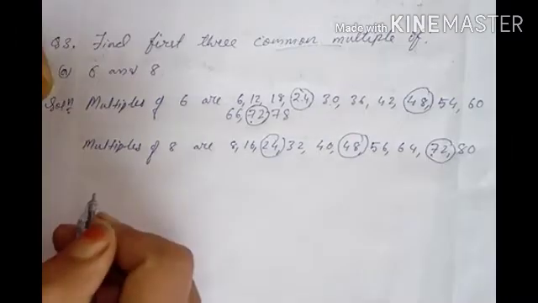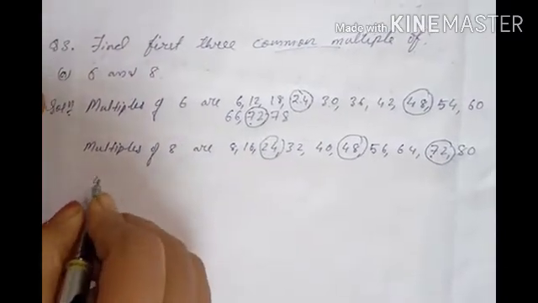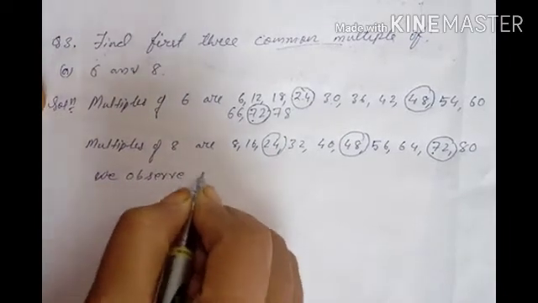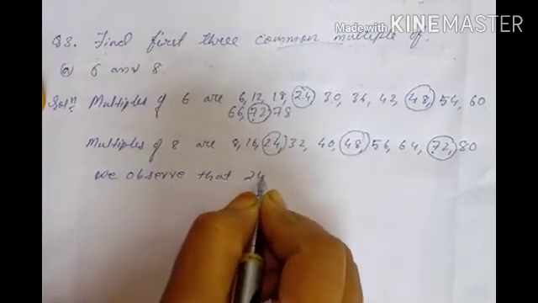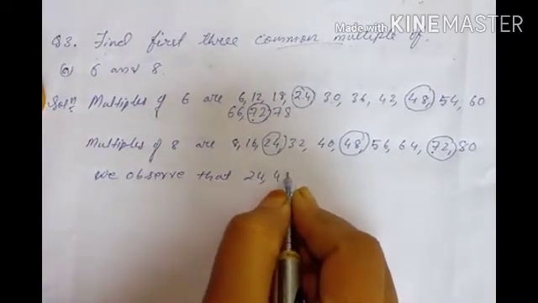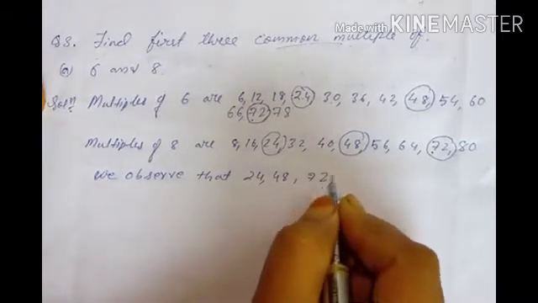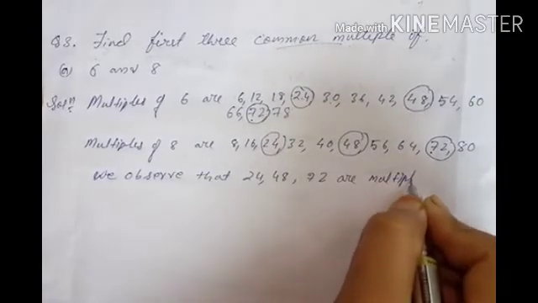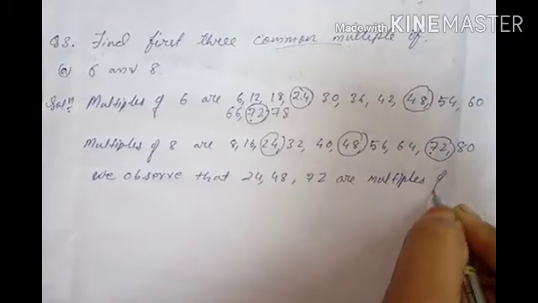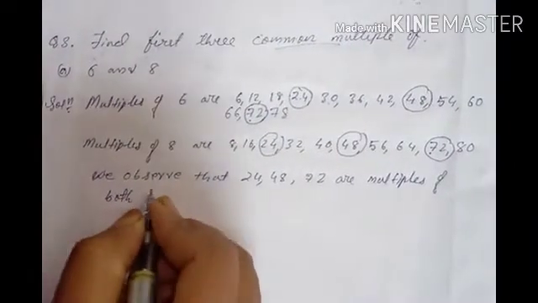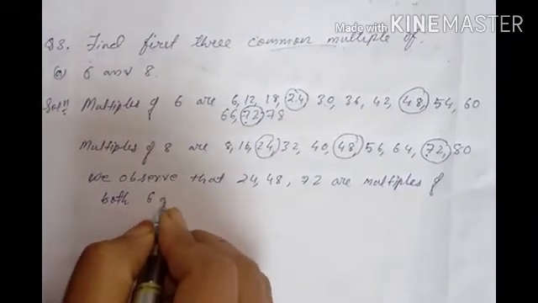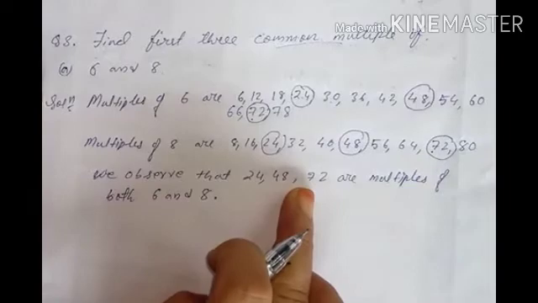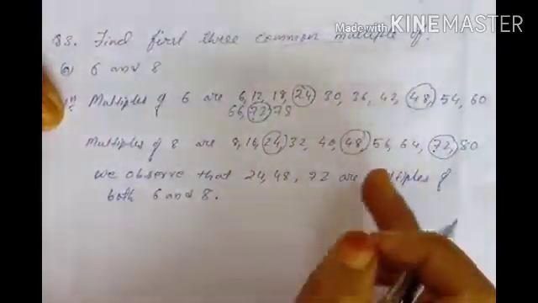So what we observe is that 24, and the next numbers 48 and 72, are multiples of both 6 and 8, isn't it? Because we have to find 3, so only 3 we are finding. If we want more, we have to write the tables further, and we can find them.